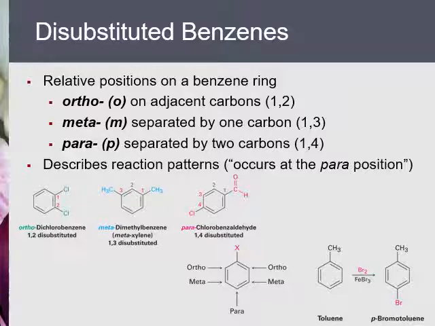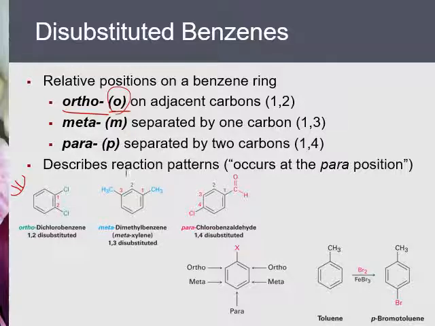When a benzene ring contains 2 substituents, they have different names according to the relative positions of the substituents. For example, in the first molecule, we have 2 chlorines on adjacent carbons, number 1 and number 2, and this is called ortho position, simplified as O.